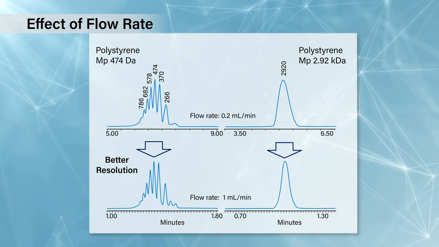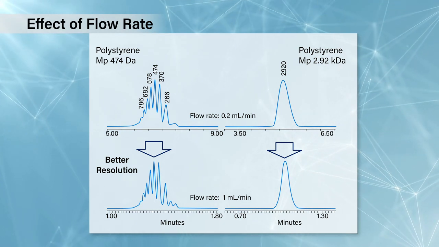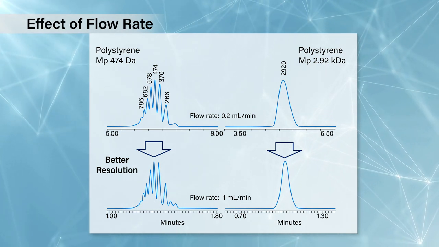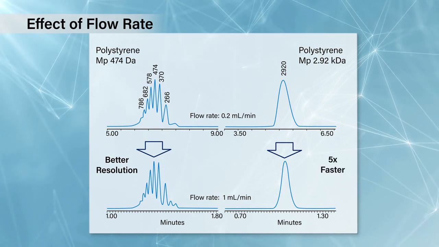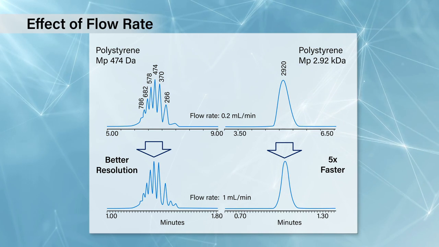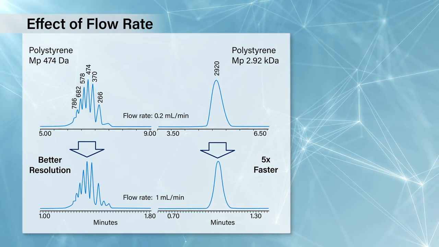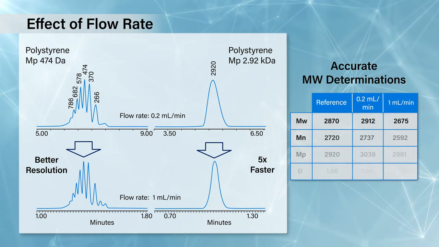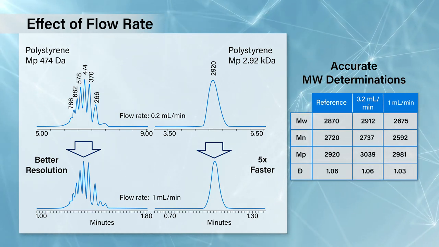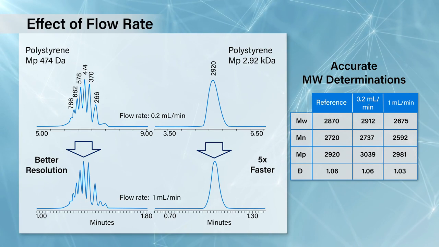Whereas with the larger polymer, there's no degradation of that trace, and you're getting things 5 times faster. So you're increasing the speed, and for the low ones, you're definitely increasing the resolution as well. And as you can see, with the molecular weight data obtained, you're still getting the same transferable data. There's no degradation occurring.